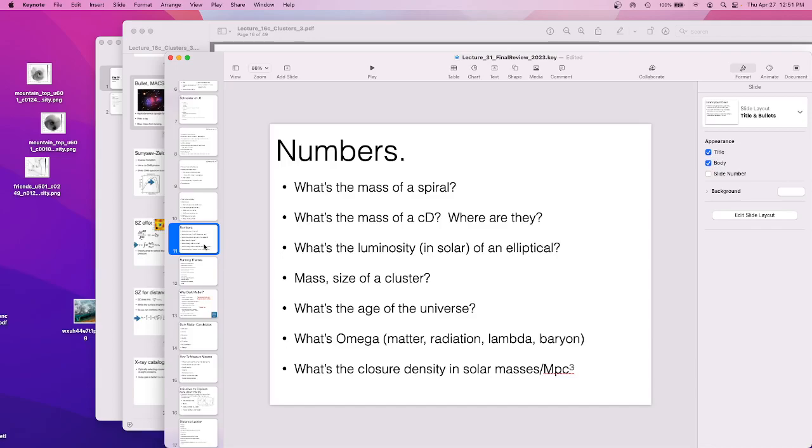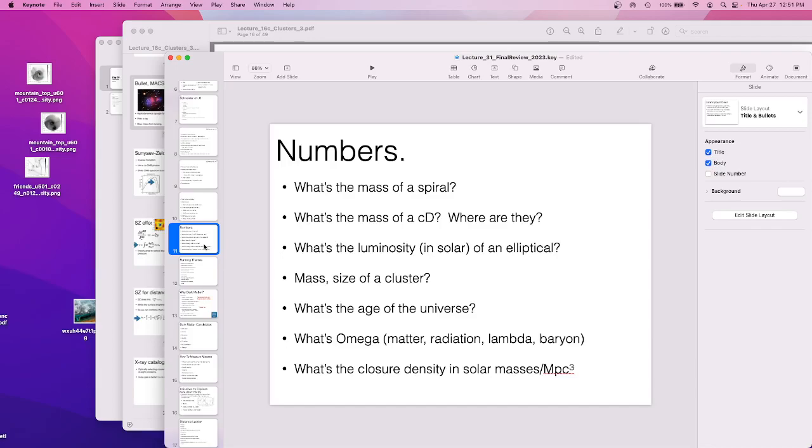So if I say how big is a cD galaxy, I don't want you to say 2 solar masses. I want you to say between 10 to the 12 and 10 to the 15, somewhere in there. If I ask how big is a galaxy, there will be a wide error bar on your answer, but you should basically know how big a galaxy is. This is like 30 seconds of work. It's not a lot, but it's one of those things that you forget.